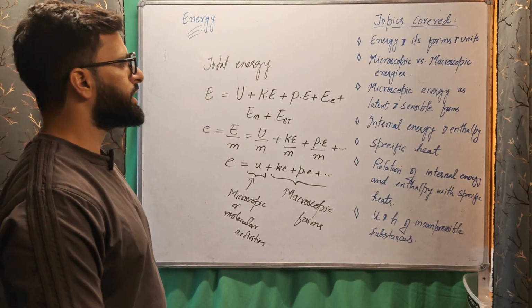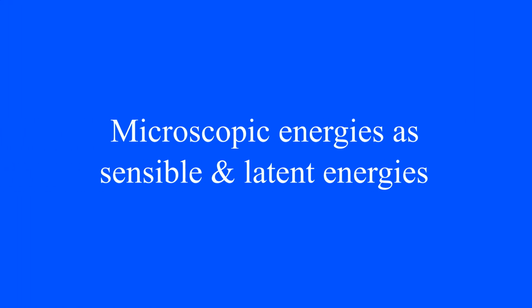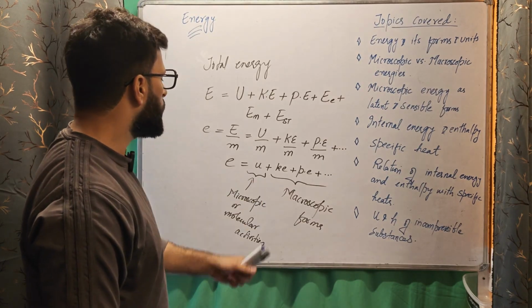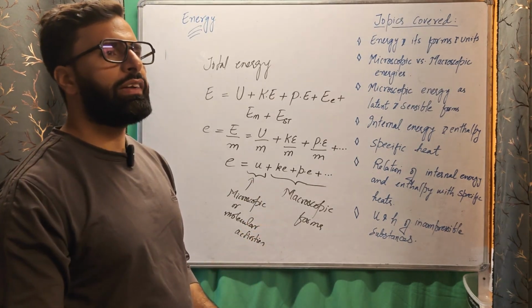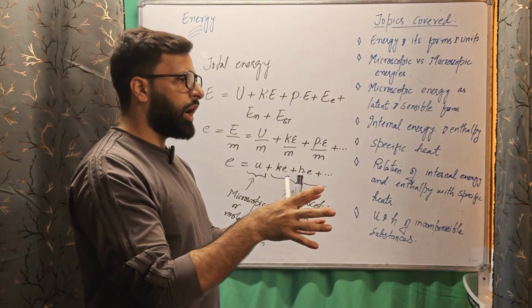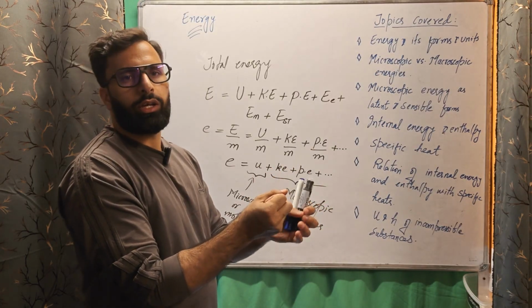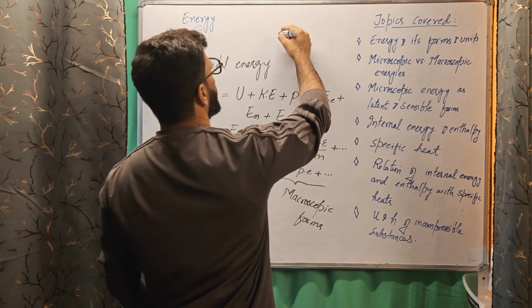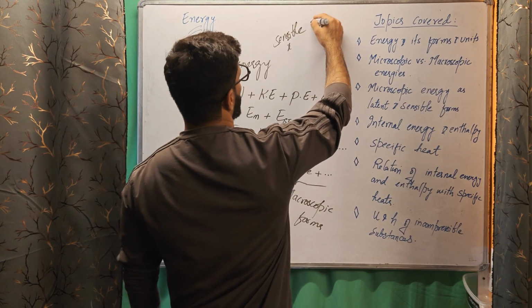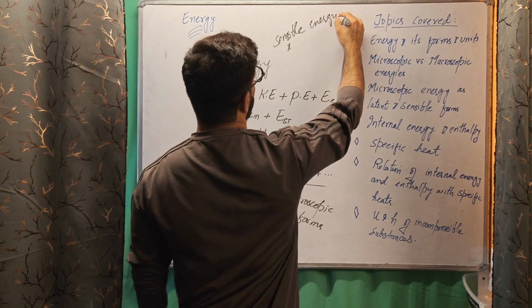Now microscopic energy as latent and sensible heat. What does it mean? Now we know the molecular activity. Suppose we have a system, there are molecules, they are in random motion. How do we feel that random motion? We feel that random motion in the form of sensible energy. Sensible energy and latent energy.